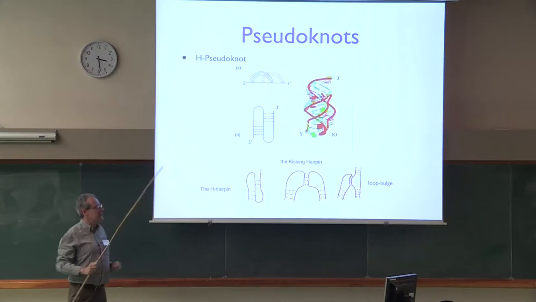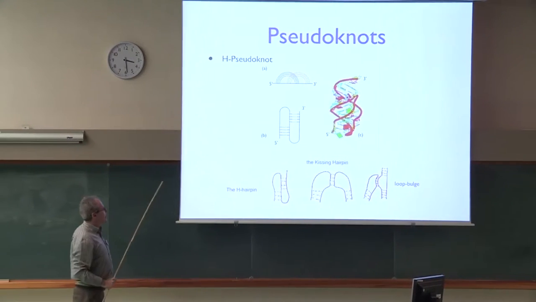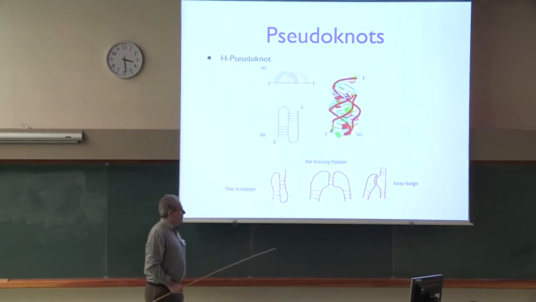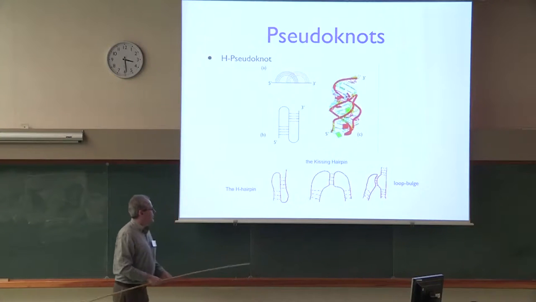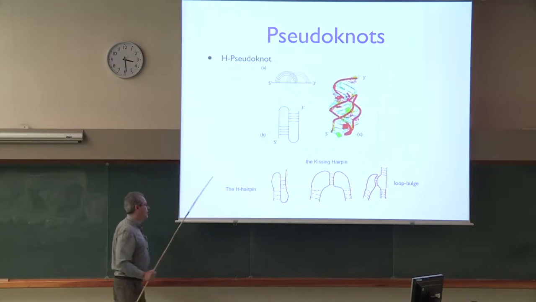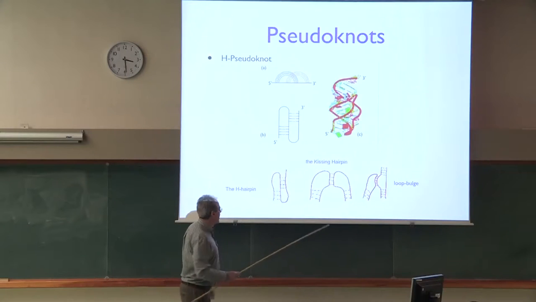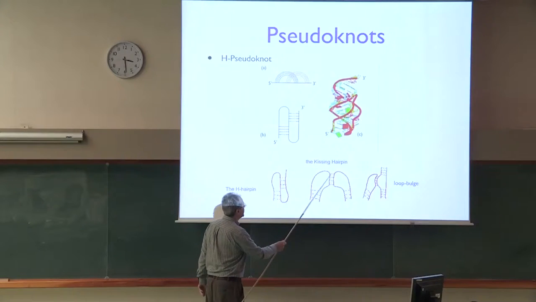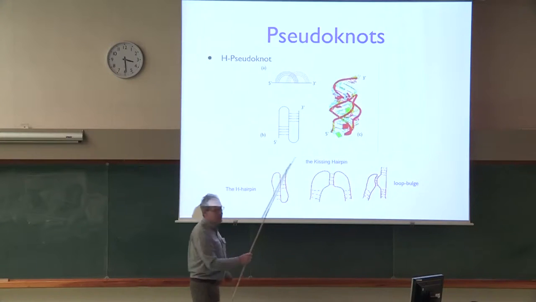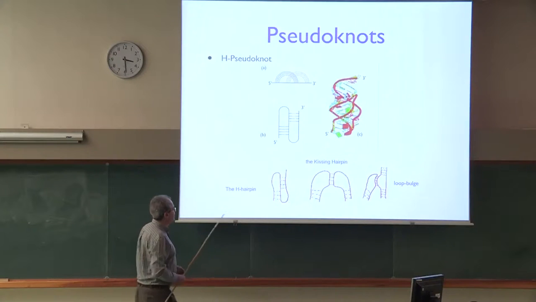But because it goes outside, it's a pseudoknot, which means that if you pull it, it's a straight line. It's not knotted. So there are several types of very simple pseudoknots. The simplest one and the most abundant is the hairpin pseudoknot. This is the so-called kissing hairpin. The kissing hairpin is when you have two hairpin loops with bases which are complementary on the two, so they can be far apart and they can bind.